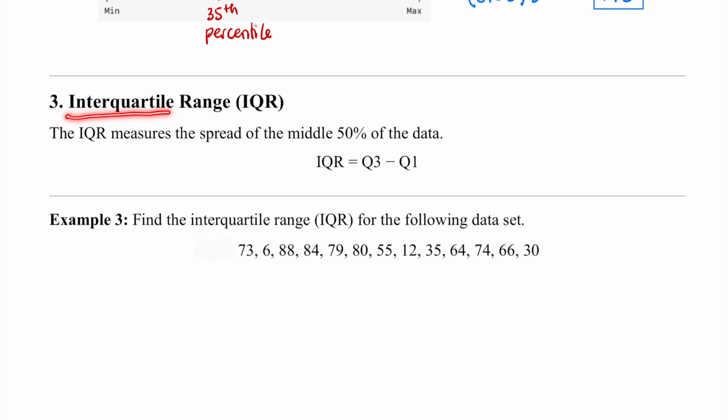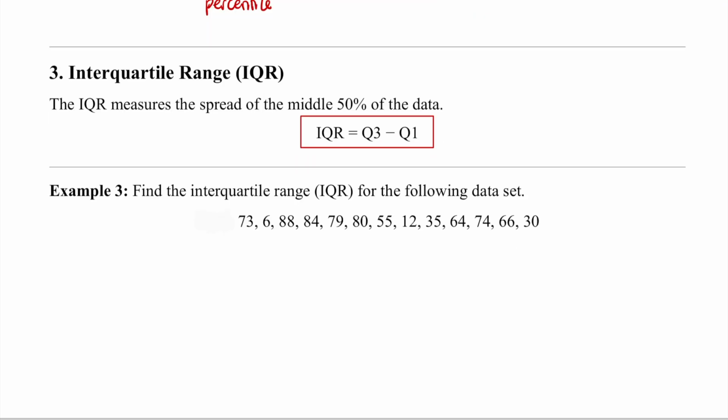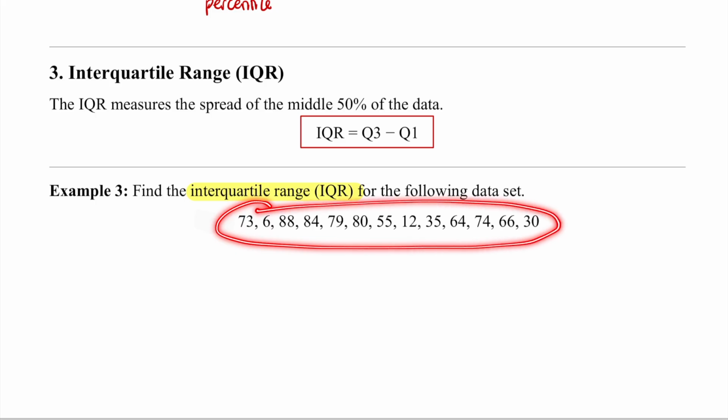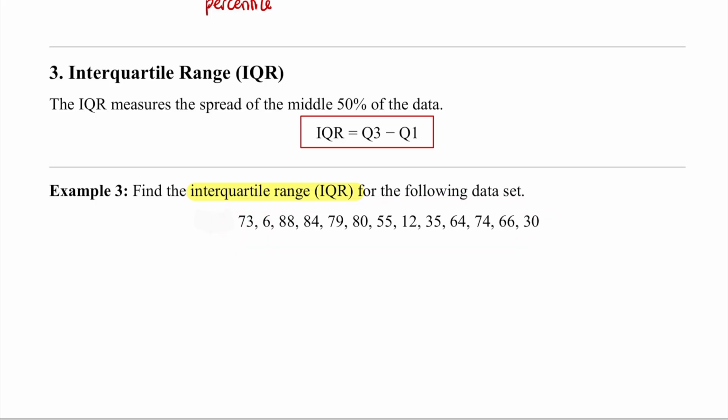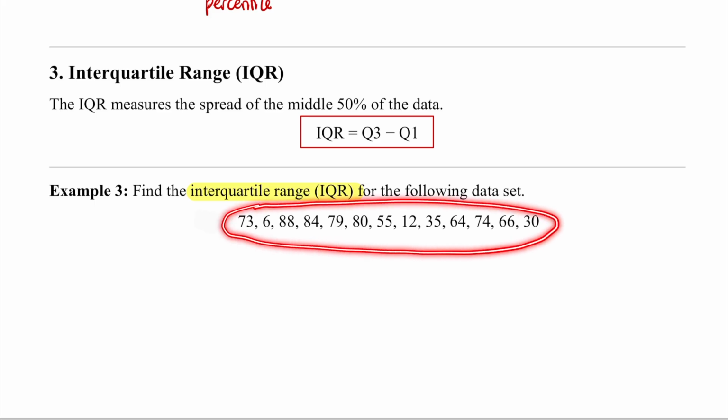Interquartile range, or IQR, measures the spread of the middle 50% of the data. The formula is IQR equals Q3 minus Q1. Example 3. Let's calculate the interquartile range for this data set. To find the interquartile range, we need to find Q3 and Q1 first. We have already found Q1, Q2, Q3 for this data set from example 1, so we are going to reuse it.